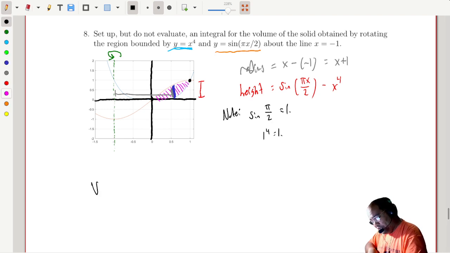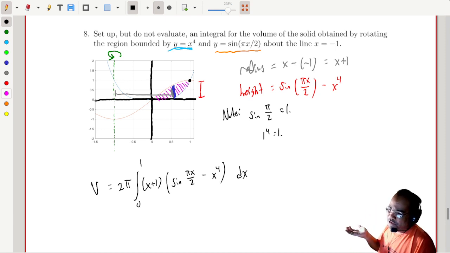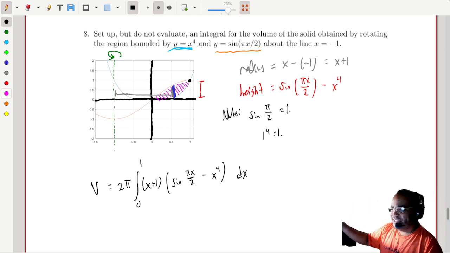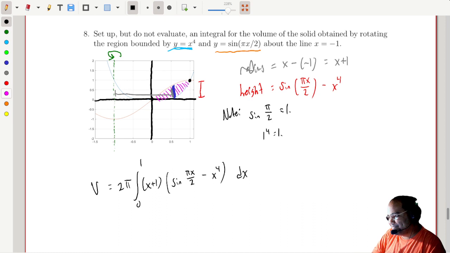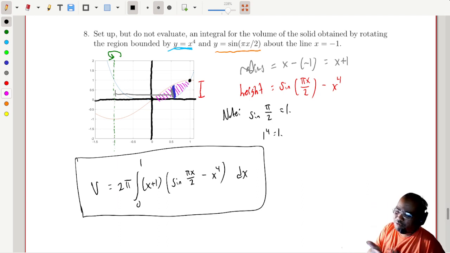Okay, but we're not going to evaluate it because we don't have integration by parts just yet. 2 pi times the integral from 0 to 1, shell radius, x plus 1, times the shell height, sine of pi x over 2, minus x to the fourth dx. This one would still require integration by parts because you have x against sine. But hey, we're just being asked to set up the integral. And that's just the integral that we would evaluate. It'll work with the integration by parts.